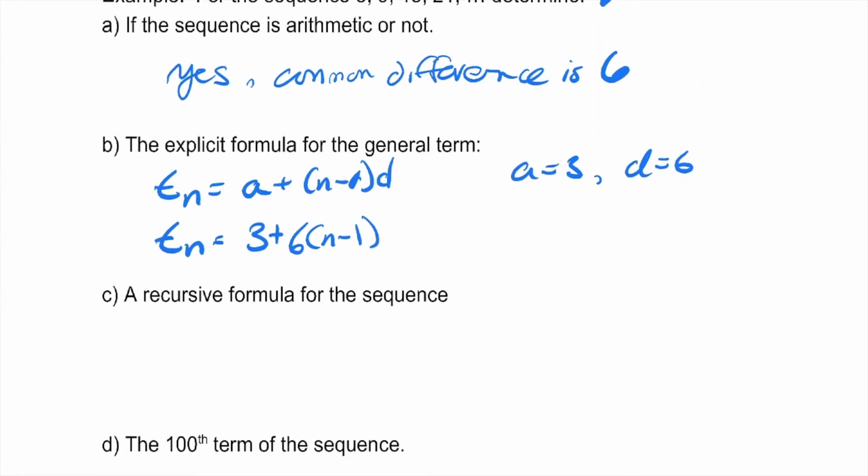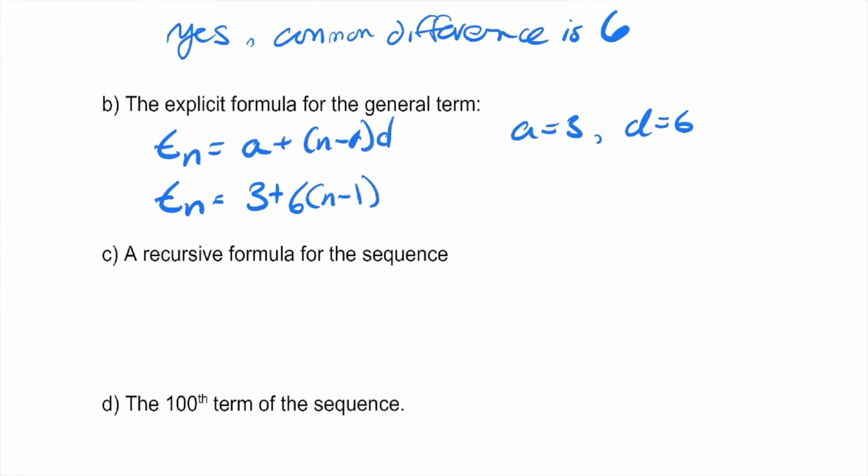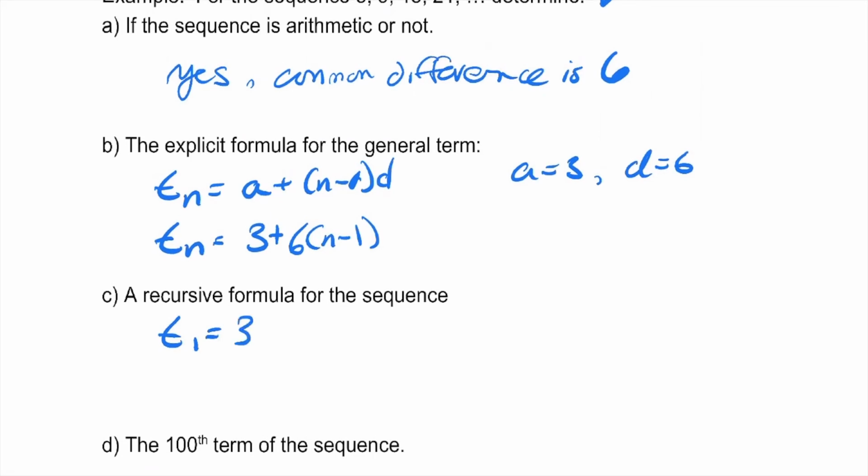And the recursive formula for the sequence, as I said above, is always going to be the same for an arithmetic sequence, where T of 1 is going to be the first term, in this case 3. And T of n is going to be the previous term, T of n minus 1, plus our common difference, in this case plus 6, for n greater than 1.